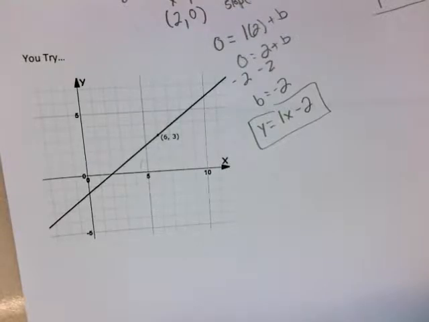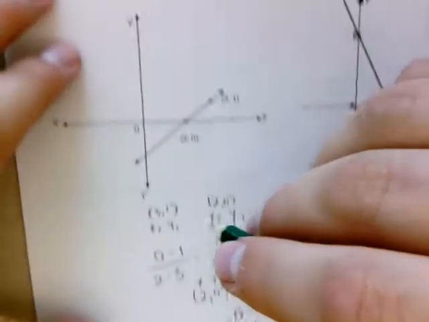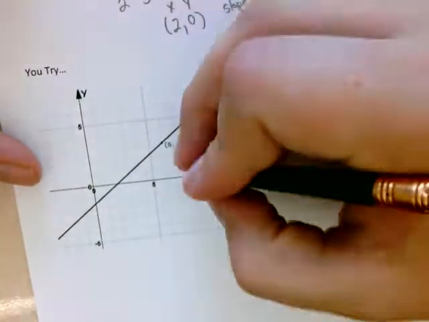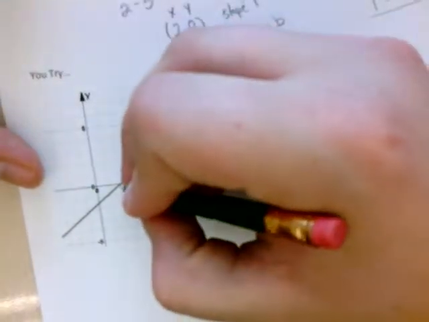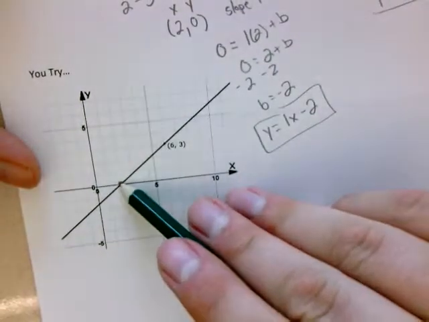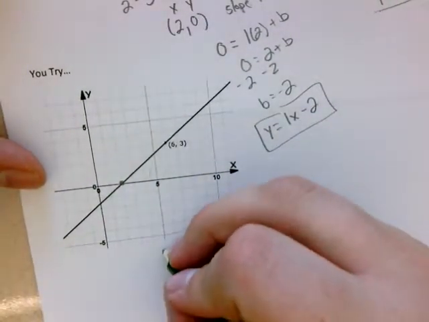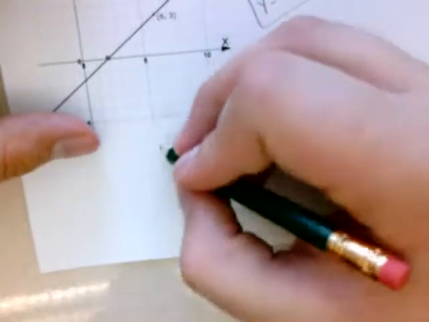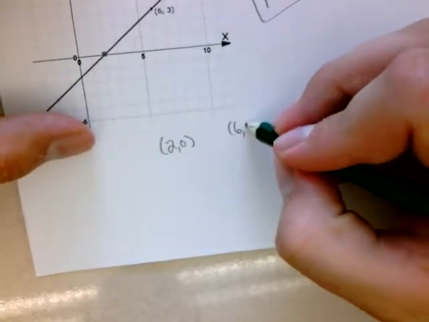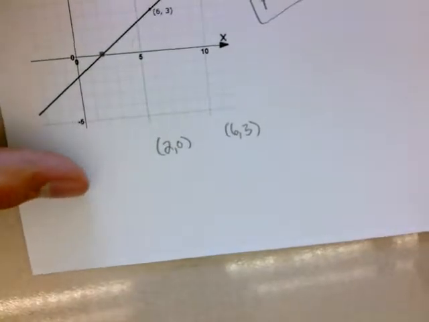So this one's a little bit more difficult because of the fact that I cannot see my y-intercept. So I'm going to do it like the one up here rather than the one right here because this one is not clearly defined. So I got 1 point right here at 6, 3. I'm going to find another point right here. I can pretty much tell what that is. That's at 2, 0. So I've got point 2, 0, and I've got point 6, 3. Okay, let's find my slope.